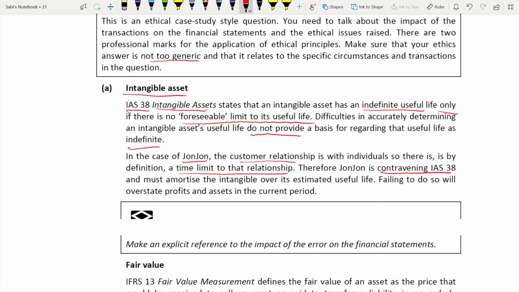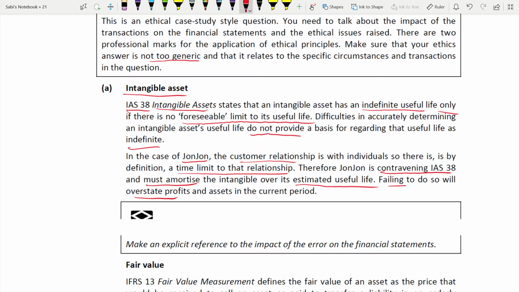This is not only for this accounting issue. For any accounting issue, the same 3 steps you have to follow. Mention according to the standard what you have to do. Then you have to tell what is the wrong thing. Then you have to link to the case study and tell what they should do instead. So here they should amortize. They must amortize the intangible over its estimated useful life. Okay, so failing to do so will overstate, and if you fail to do it, what happens?